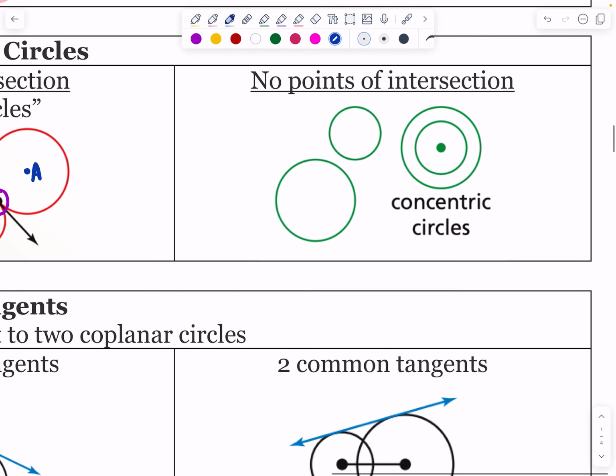We could also have no points of intersection where they don't touch at all. Or we could have something called concentric circles, which is where they share a center.